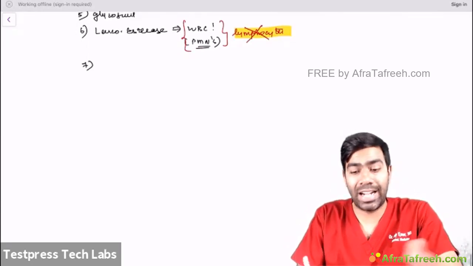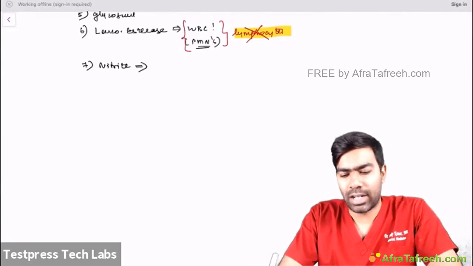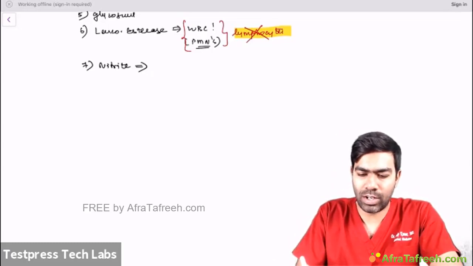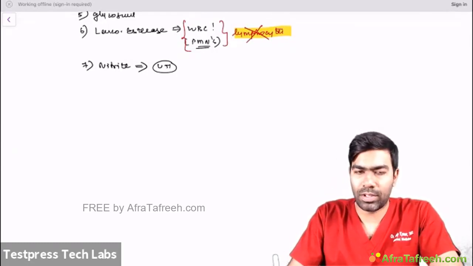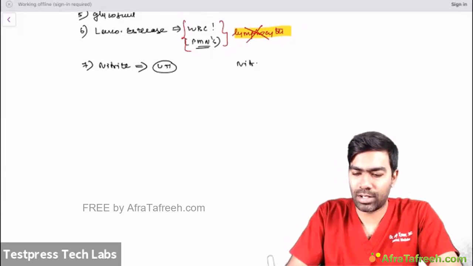And second, we have nitrite testing. This nitrite is for Enterobacteriaceae. This is for UTI only. This is for checking for urinary tract infection, nitrite positivity. Because usually you are going to give nitrate only. Let us write here, nitrate only.